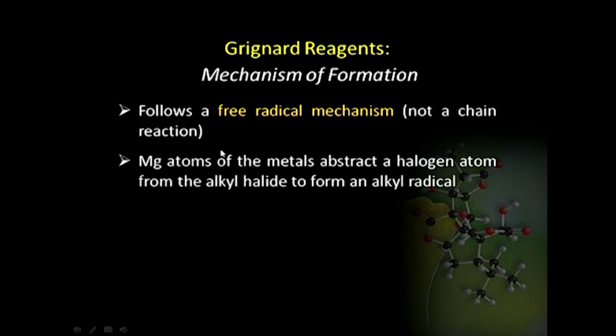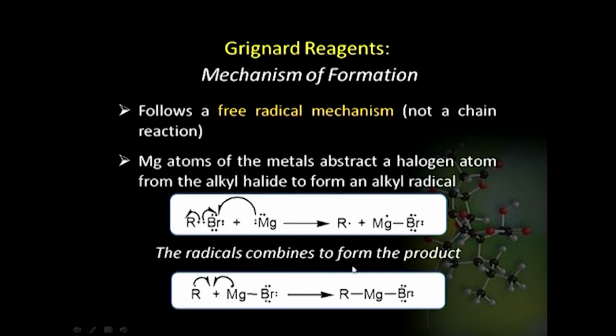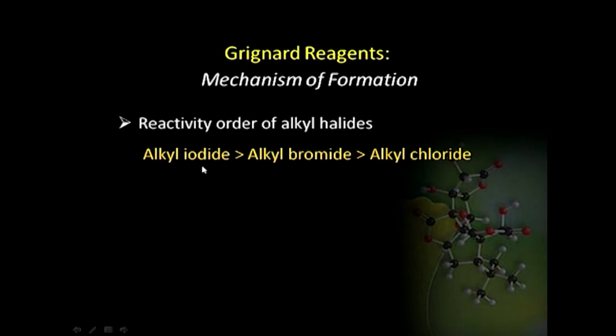The magnesium atoms of the metal abstract a halogen atom from the alkyl halide to form an alkyl radical first. Then the radicals combine to form the product. So, the alkyl radical combines with the magnesium bromide radical to give RMgBr. The reactivity order of alkyl halides used is that the alkyl iodide is most reactive, alkyl chloride being the least, and alkyl bromide has a middle reactivity.